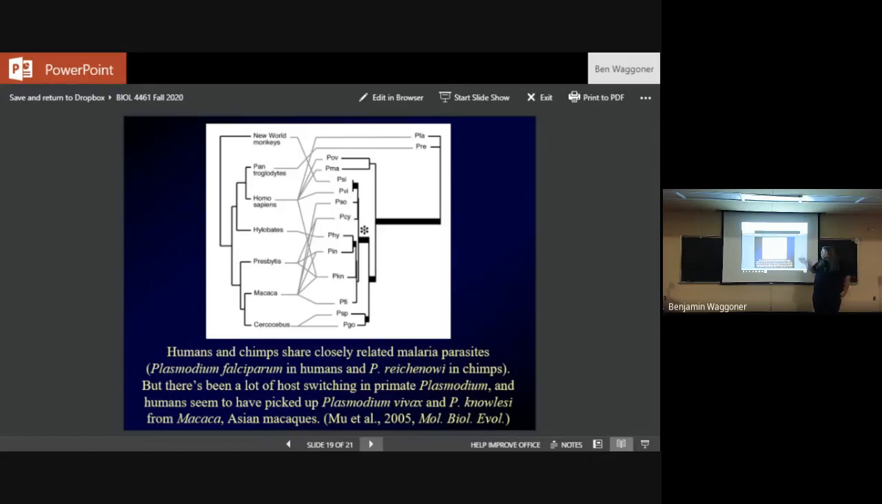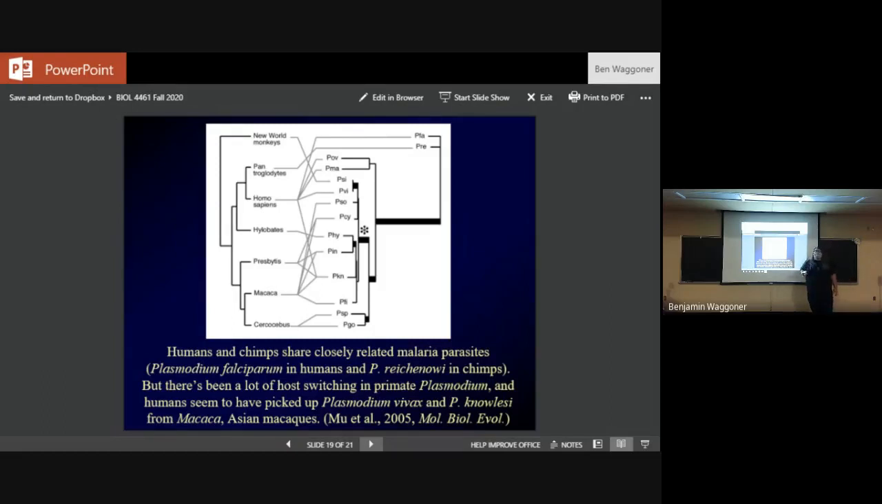Plasmodium falciparum is hard to see. It's up at the top right of that picture, and it's just been abbreviated PFA. That infects humans. Humans' closest relatives are chimps, and the closest relative of Plasmodium falciparum, Plasmodium reichenowi, also infects chimps. So in that case, we're parasitized by P. falciparum. Our closest relatives are parasitized by a close relative of P. falciparum. Okay, that much makes sense.